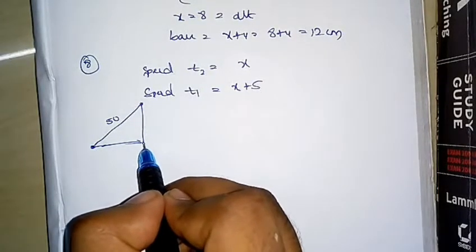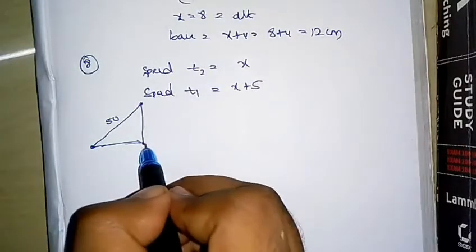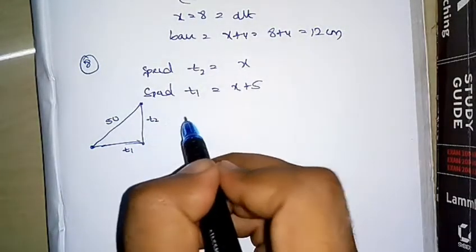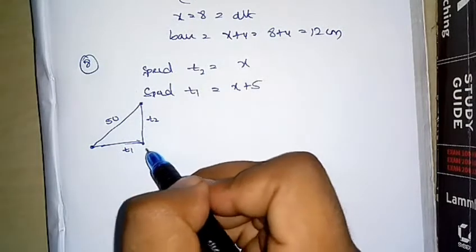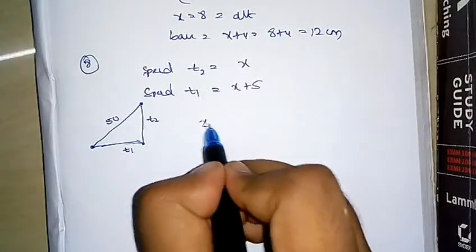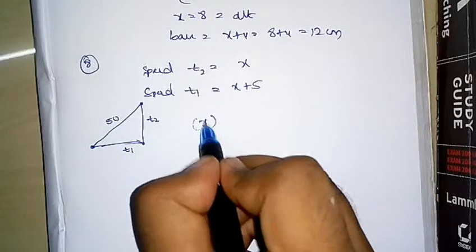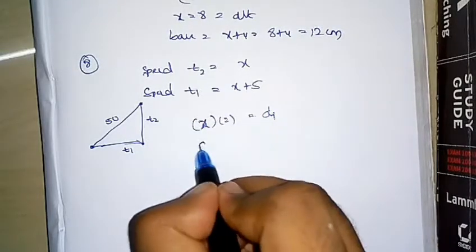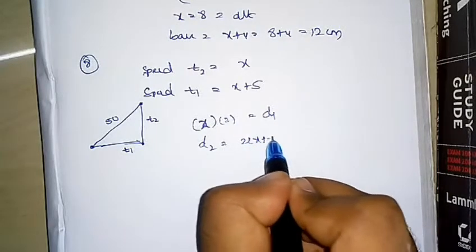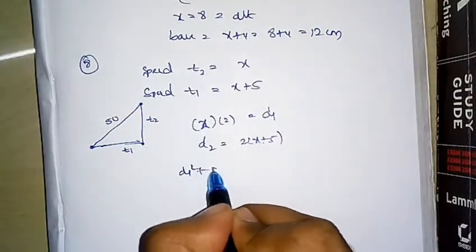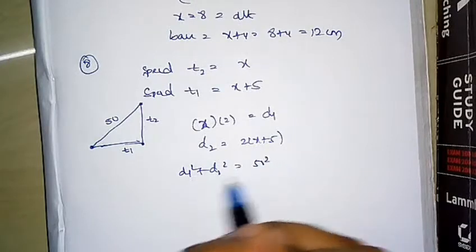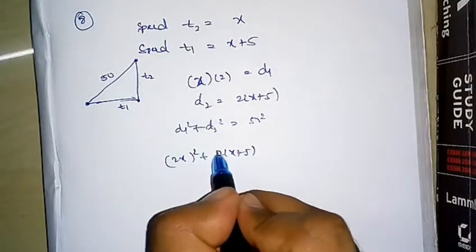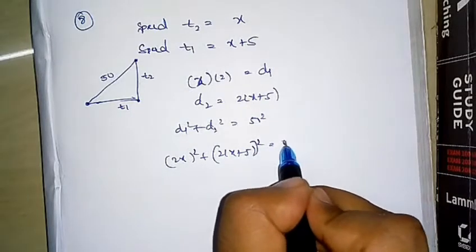So the distance traveled by the first train will be velocity, speed x, into time, 2 hours, which is d1 = 2x. d2 will be equal to 2 into (x + 5). Now d1² + d2² = 50². So (2x)² + (2(x + 5))² = 50².